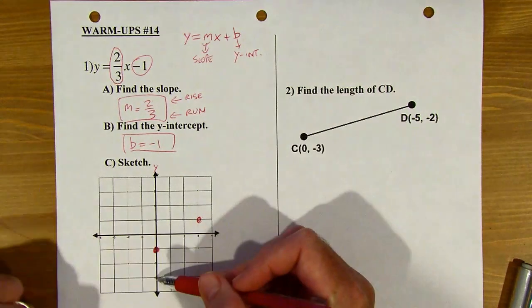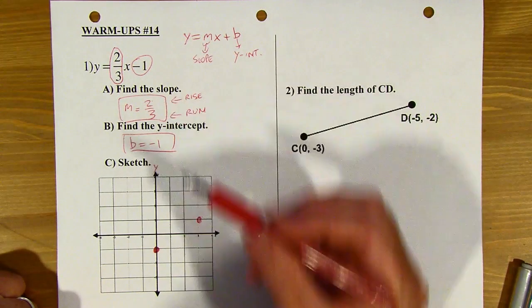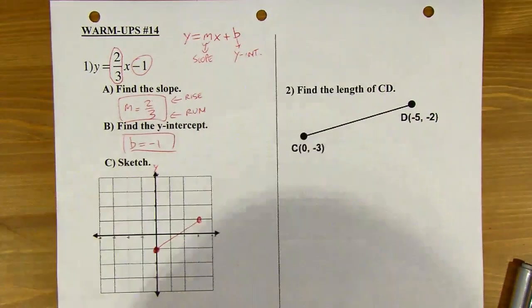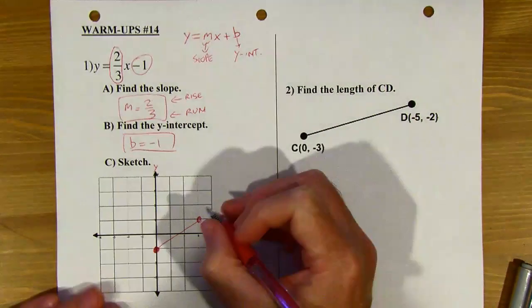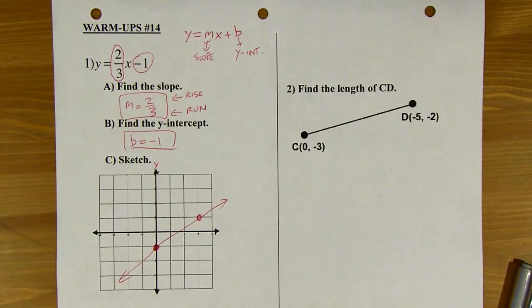Or I could go down 2 to the left 3, because -2 over -3 is the same as +2 over +3. But you only really need 2 points. Sometimes I see people do this. That's a line segment, not a line, right? You want to show that this goes on forever in both directions. But yeah, just get the 2 points and connect the dots, and that's enough.